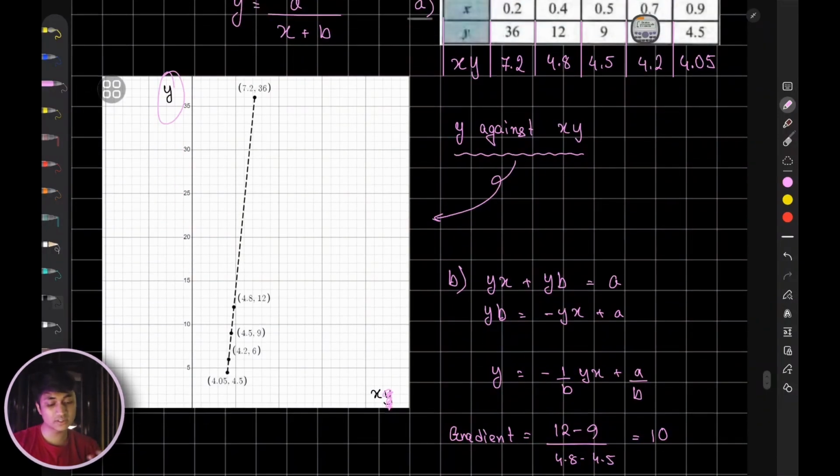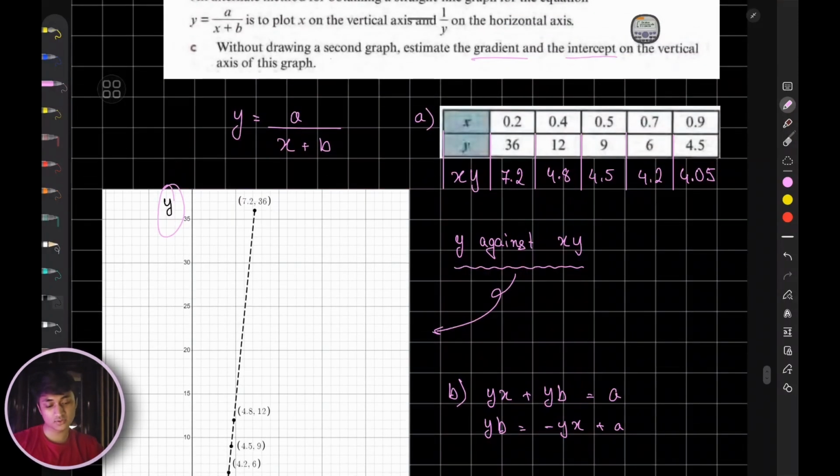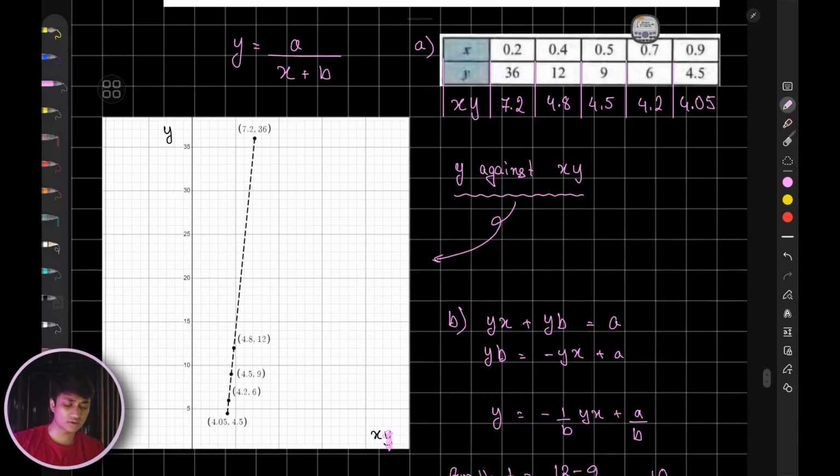If they would ask you to find the gradient of y against x, in that case, it would be a curve, right? Because it is 1 by x over here. So it's going to be a curve in that case. So it's going to have varying gradients. It's not going to have one gradient. So they're not going to ask you that. They're going to ask you the gradient of y against what? xy. So in that case, you don't have to bring a logarithm or anything as such over here.